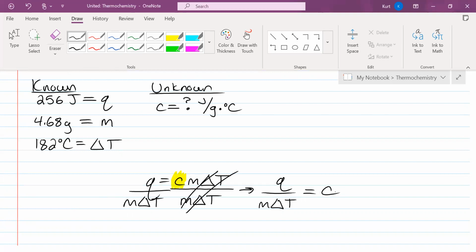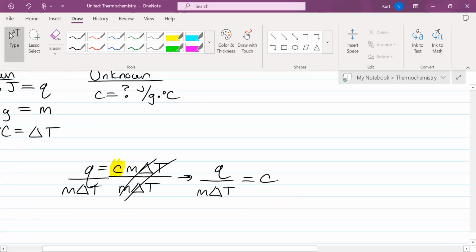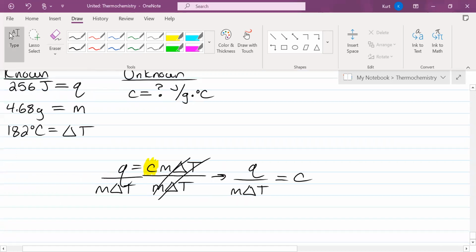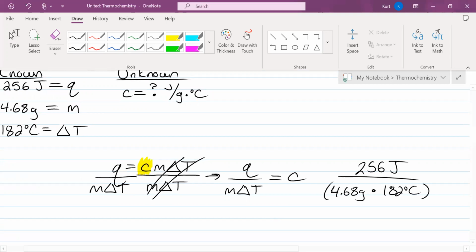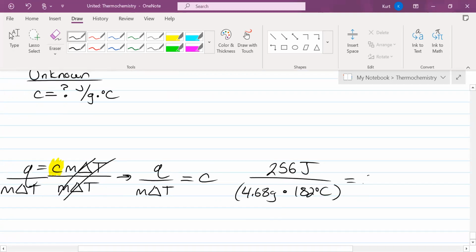You guys have this yet? What is C? 0.289. I have something different. Yeah, I got 256 joules. If you're leaving now, don't forget this will be on YouTube. 4.68 times 182 degrees Celsius. I'm not going to pass it out. What is the answer? 0.301 joules per gram per degree Celsius.